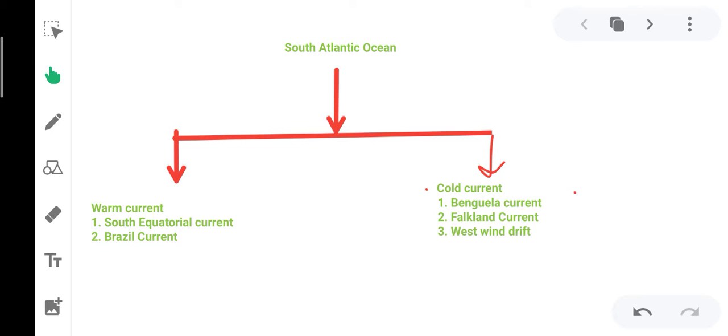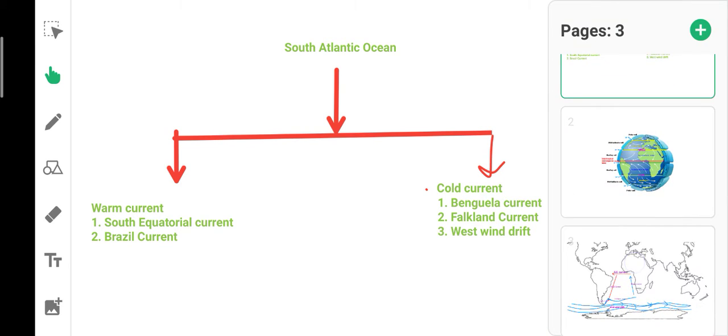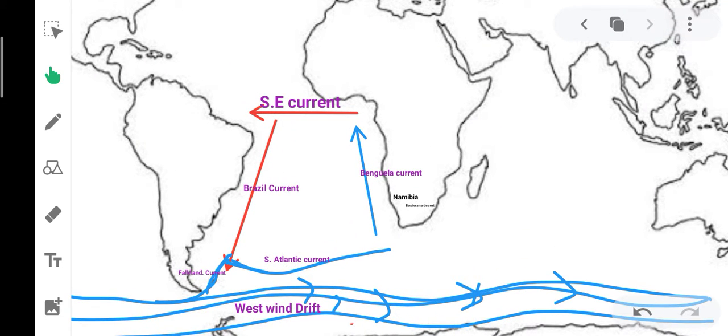Now let's locate these ocean currents on the world map. This is the world map: South Atlantic Ocean, North Atlantic Ocean, South Pacific, Indian Ocean. So let's talk about the South Equatorial current. This South Equatorial current flows from the west coast of Africa towards the east coast of South America. This is a warm ocean current. It is warm because it lies in the equatorial region, with direct heating of the sun and high temperature of the water.